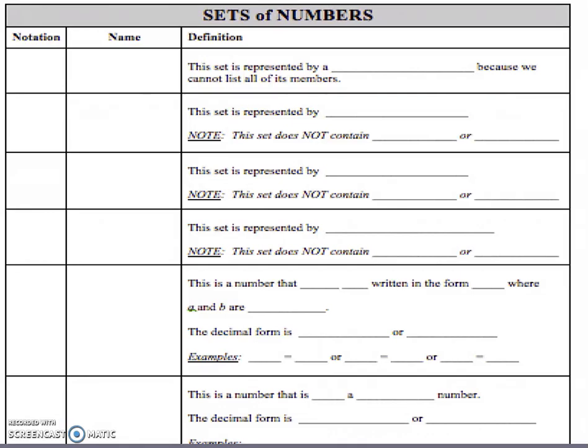This is Pre-Calculus, Chapter 1, Section 1.1, Day 1 Notes. We're going to start today by talking about sets of numbers. The first set of numbers that we're going to talk about is the real numbers. And the real numbers are basically all the numbers on the number line.